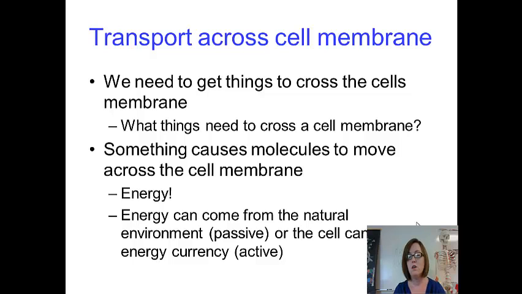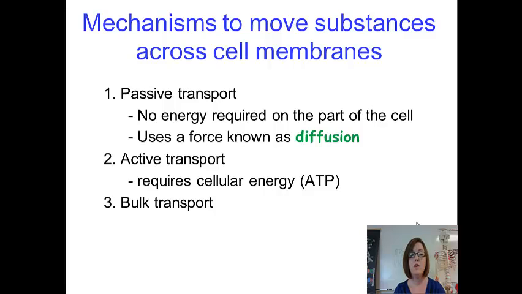Something has to cause the molecules to move across the cell membrane. It doesn't happen by magic, right? Energy is what causes things to move. And energy can come from the natural environment, or the cell can use its own energy currency. So there are three main mechanisms that we have to move substances across the cell membrane.